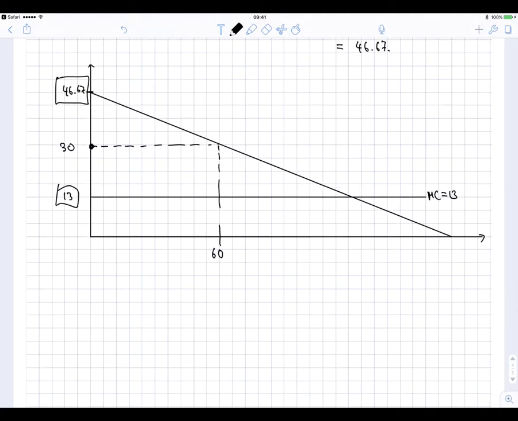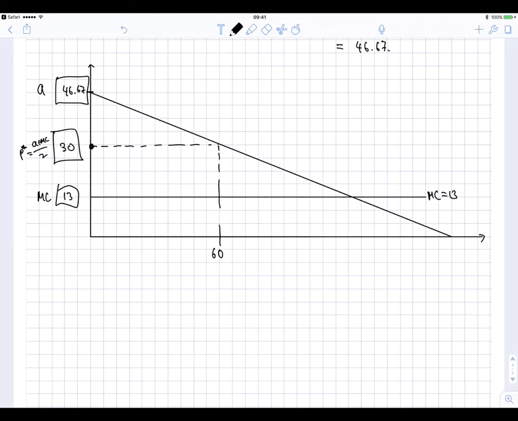How could you have done this differently? How could you have seen this differently? Let's say you didn't like this shortcut that I used here. Remember what I used here? If you have A and you have MC here, P star will equal A plus MC divided by 2. That's what I used here. But let's say you didn't like that.